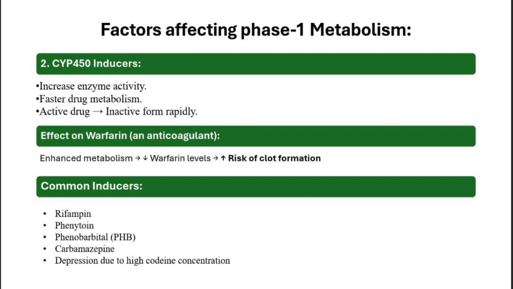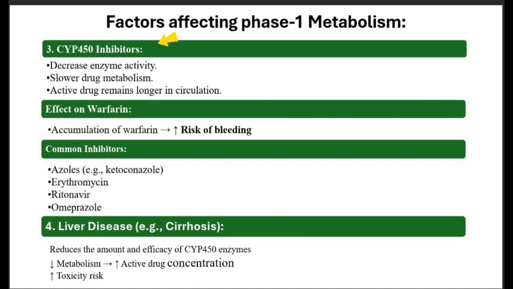CYP450 inhibitors. This decreases the enzyme activity by slowing the drug metabolism, where active drug remains longer in circulation. Effect on warfarin: accumulation of warfarin will increase the risk of bleeding. Common inhibitors: azoles, e.g. ketoconazole, erythromycin, ritonavir, omeprazole. Liver disease, e.g. cirrhosis, reduces the amount and efficacy of CYP450 enzymes, which decreases the metabolism and increases the active drug concentration, increasing the toxicity risk.